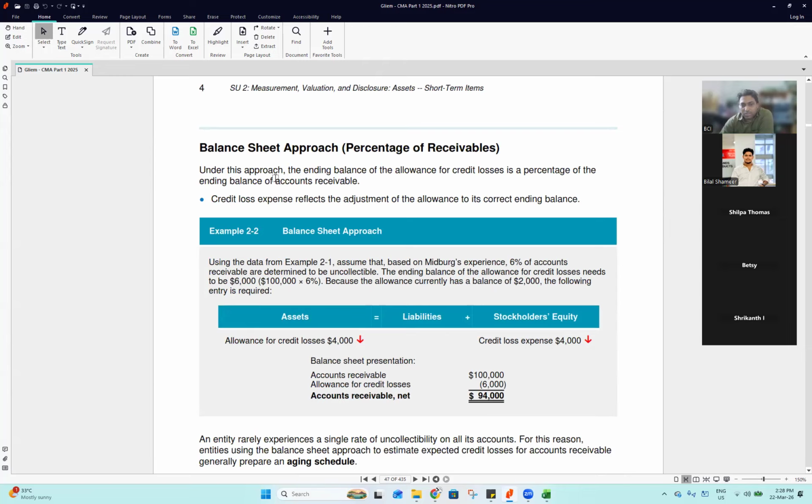Under this approach, the ending balance of the allowance for credit loss is a percentage of the ending balance of the accounts receivable. Credit loss expense reflects the adjustment of the allowance to its correct ending balance. Assume that in the above example, the Midberg expects 6% of the accounts receivable to be uncollectible.